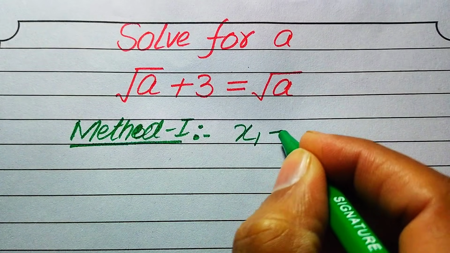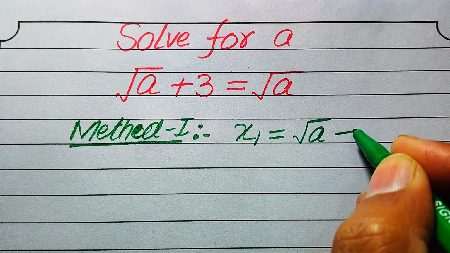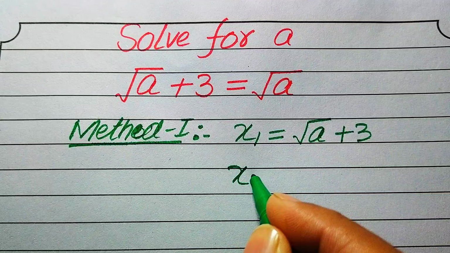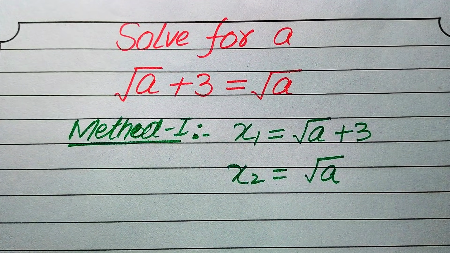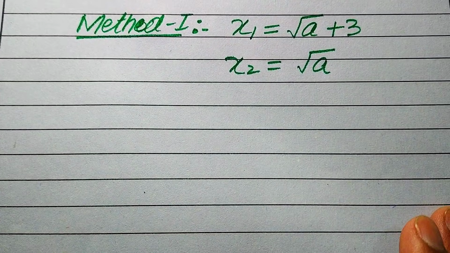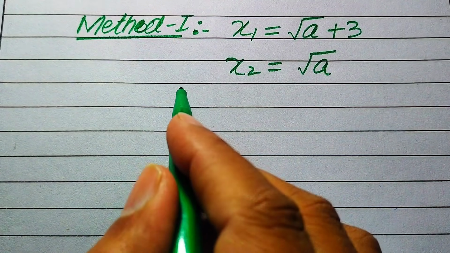In the graphical sense, we just suppose our left hand side is equal to some other term, that is x1. We will choose x1 is equal to square root of a plus 3, and we will choose x2 is equal to square root of a only.